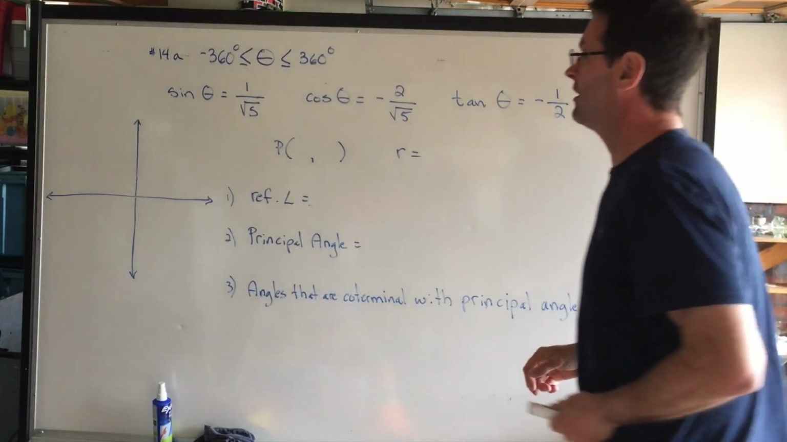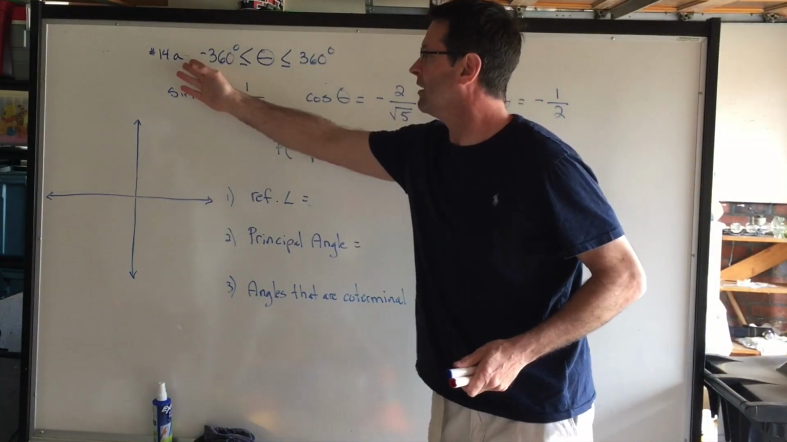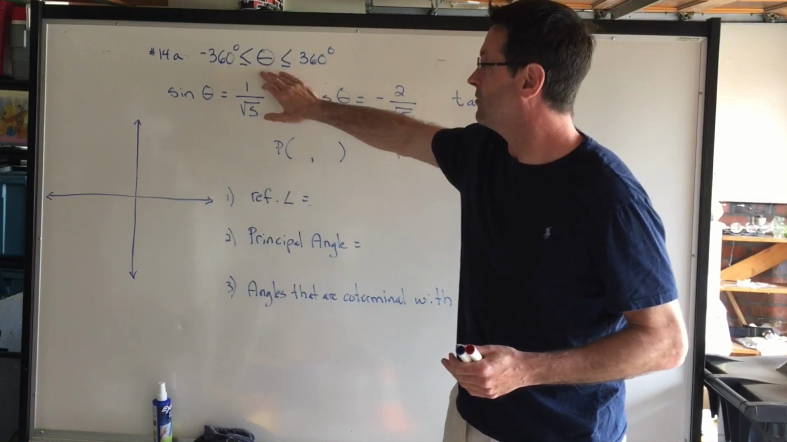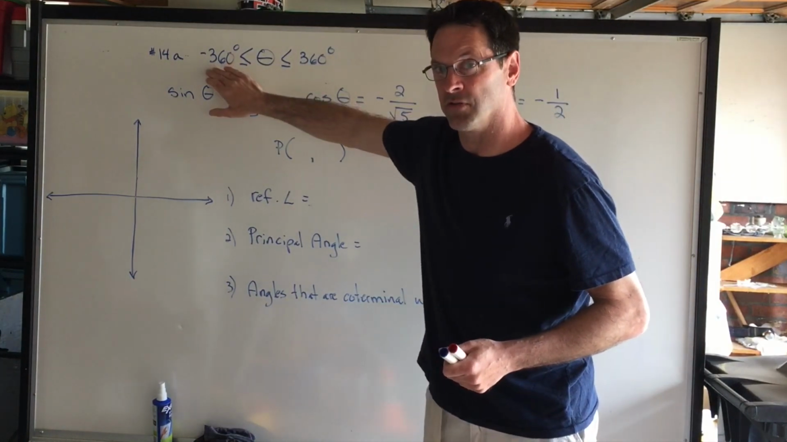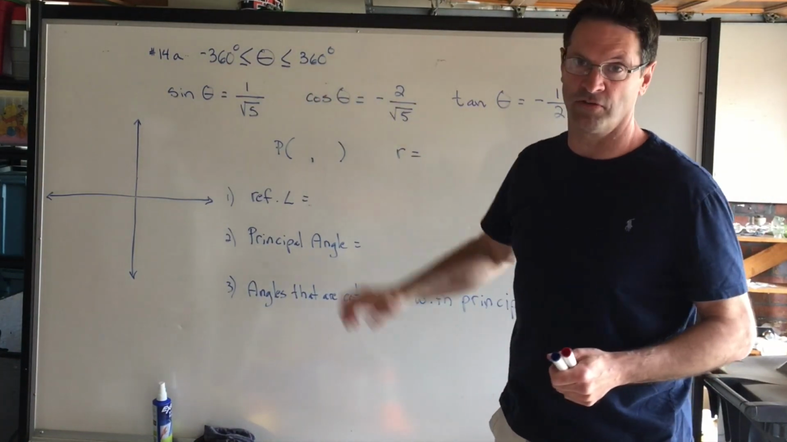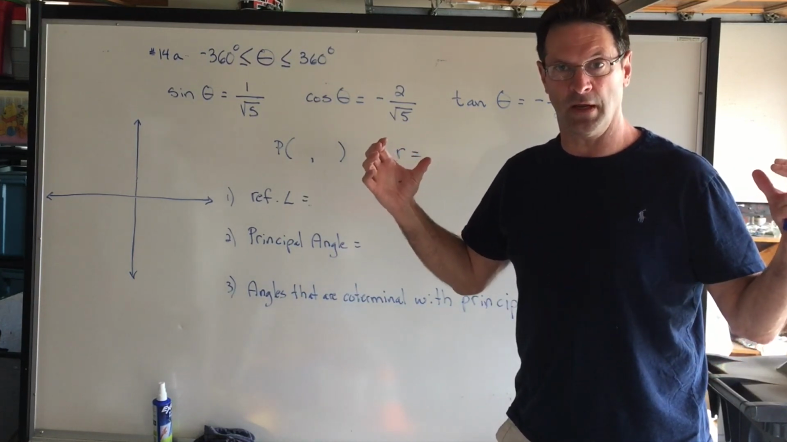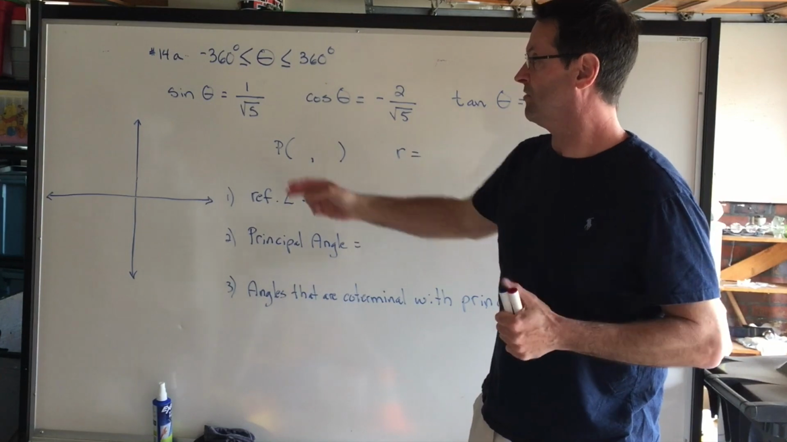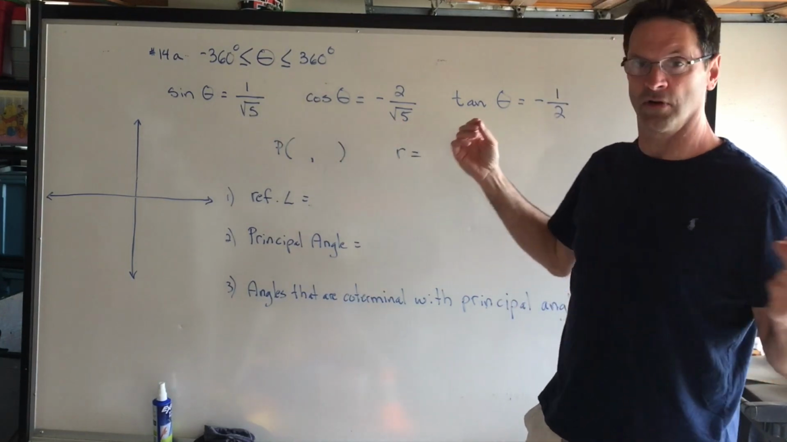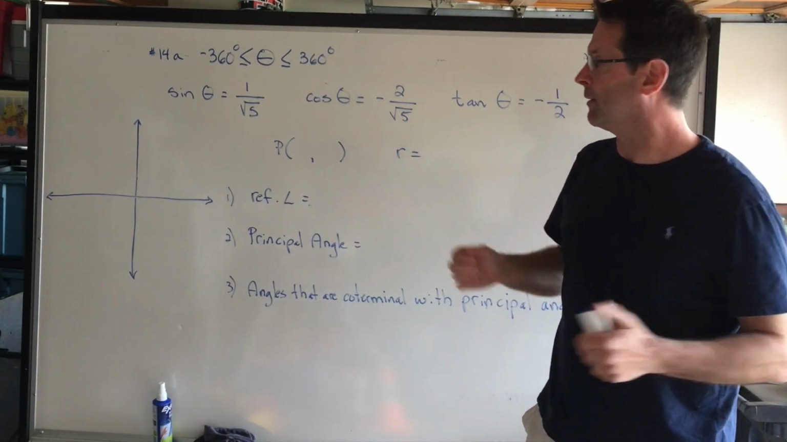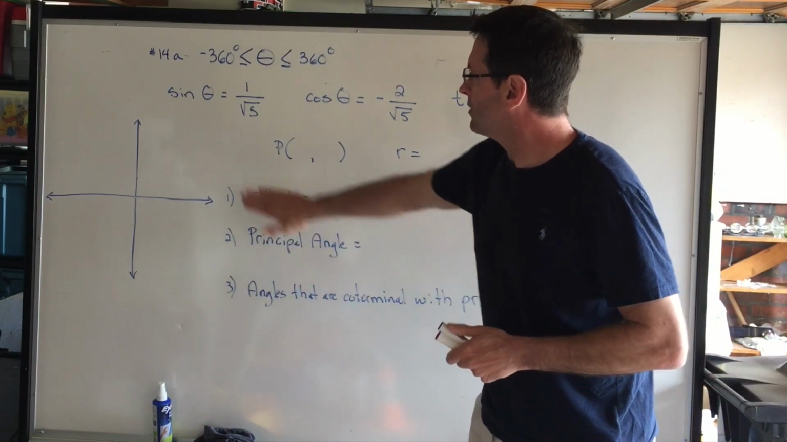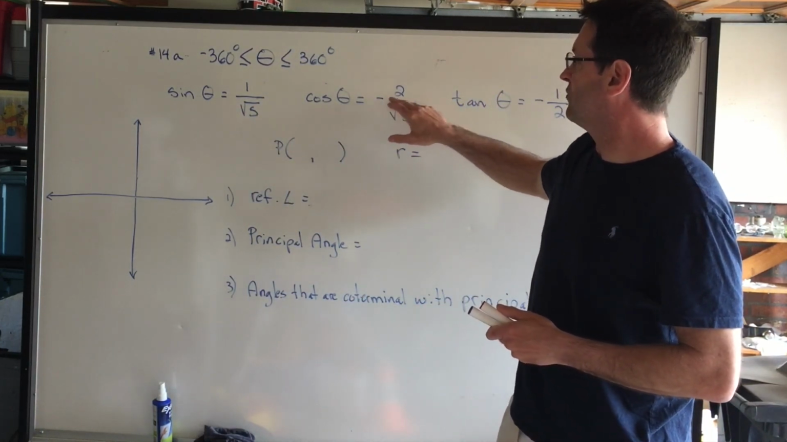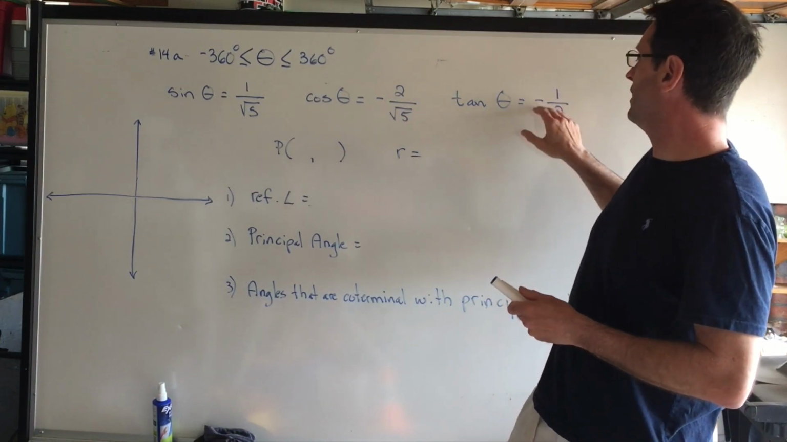Okay, so here's another example. Number 14a. Theta represents an angle, or angles, in standard position, between -360 degrees and +360 degrees. So the domain of the possible angles that share the same sine, cosine, and tangent values is larger. There's going to be more than one answer here. The sine value is 1 over root 5. The cosine is negative 2 over root 5. And the tangent is negative 1/2.